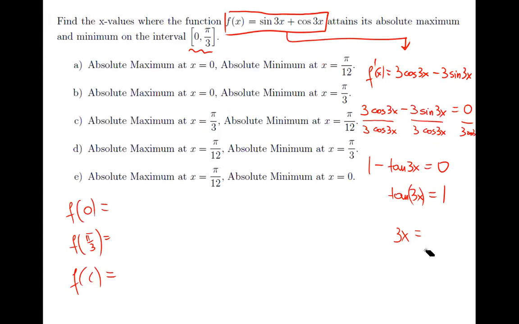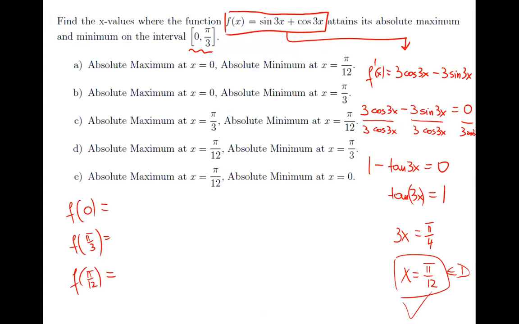Because we need that right-hand side value. Tangent for pi over 4. That means pi over 4, which is 45 degrees, I have to divide by 3. 15 degrees, this will be pi over 12. And I think pi over 12 definitely sits in that interval. That means this is in the domain. That's my critical point, pi over 12. Okay. And we do have pi over 12, not pi over 3.